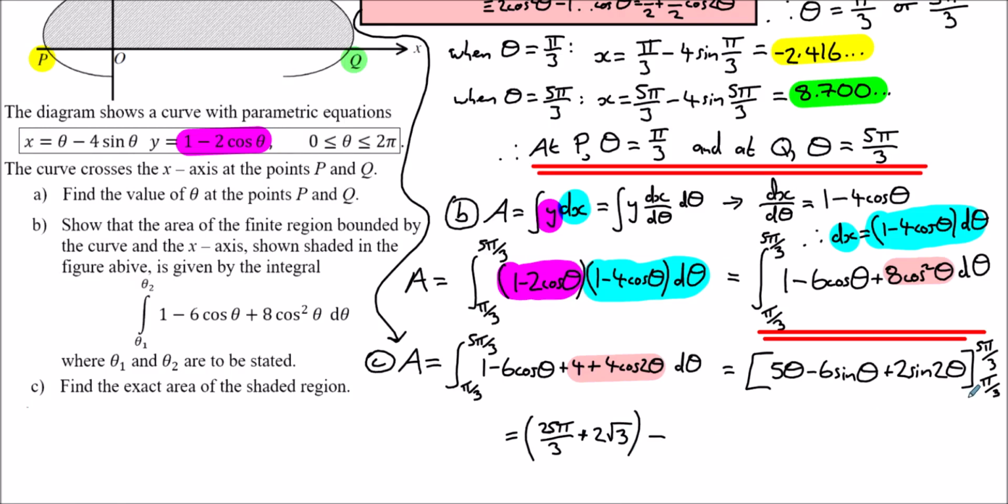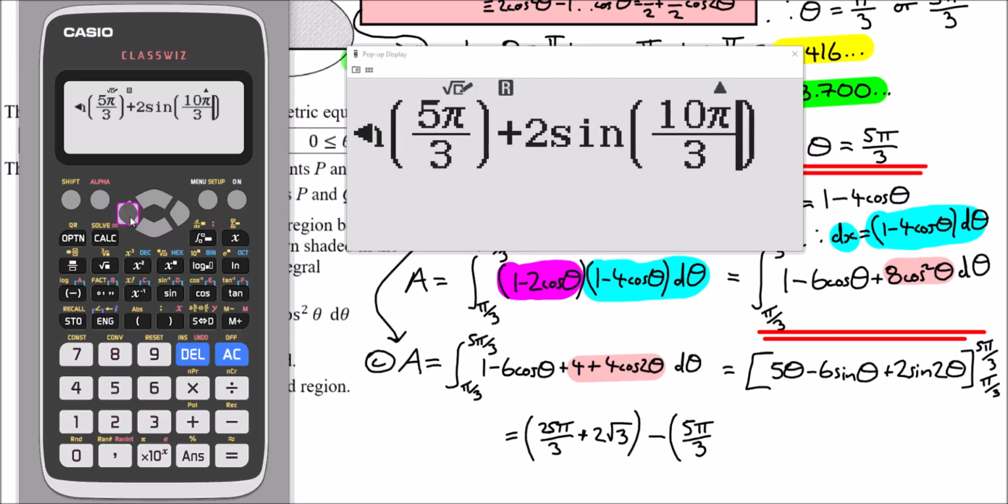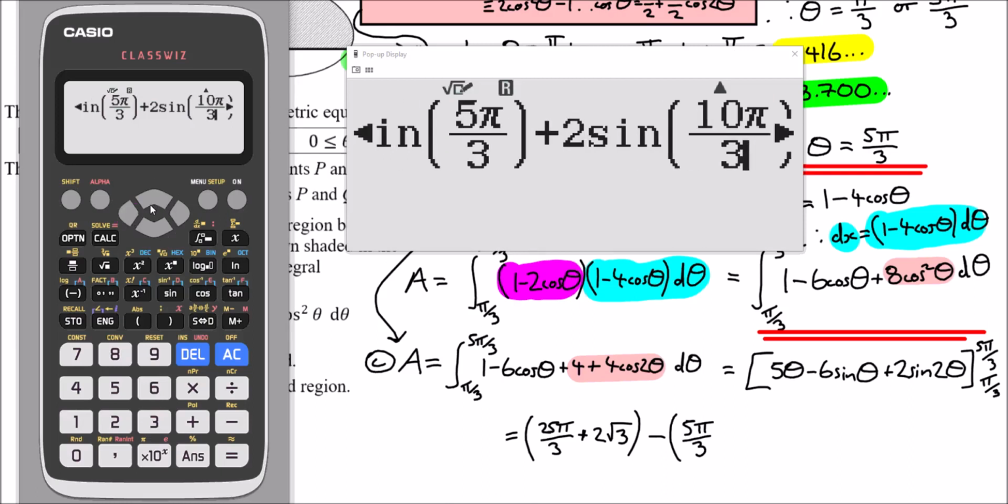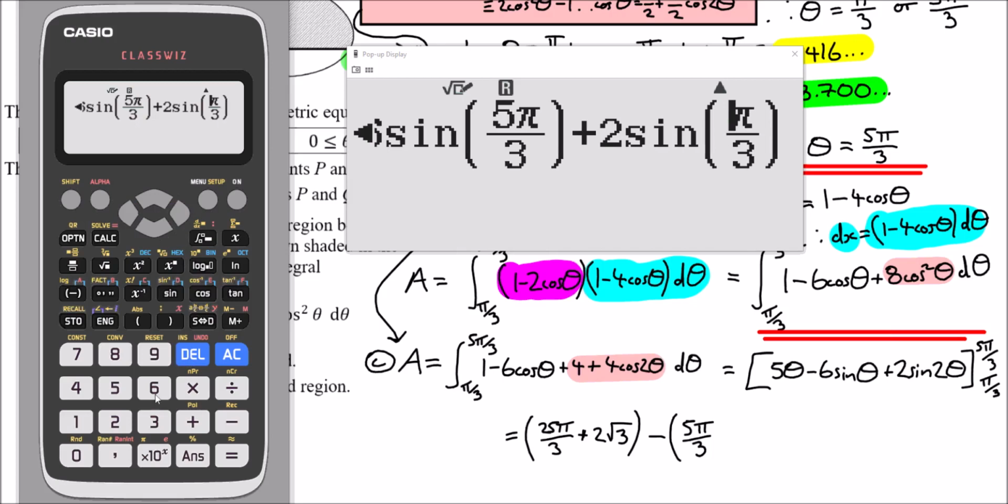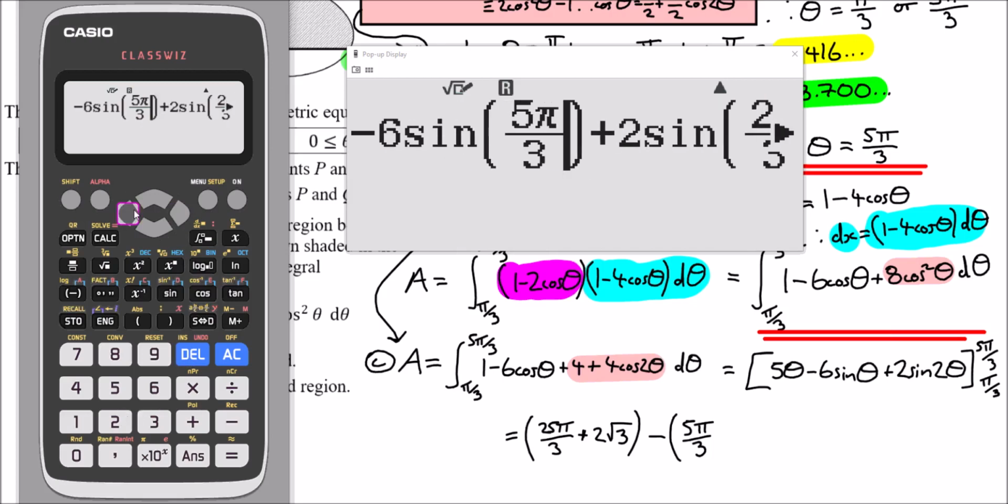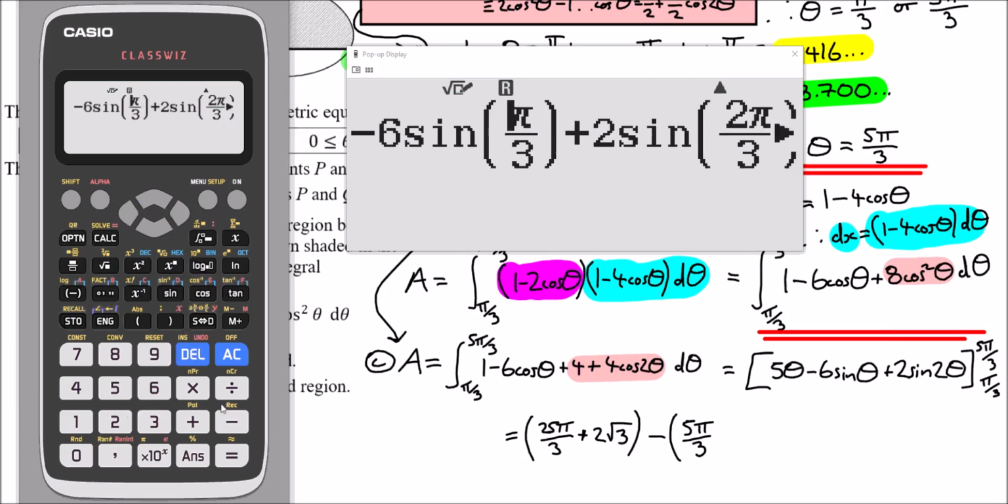Then the lower limit, when we use pi over 3, 5 times pi over 3 is just going to be 5 pi over 3. And then for this thing here, I can just use a calculator and edit. Instead of 5 pi's, change it to 1 pi. So 2 theta becomes 2 pi over 3, so I can change this on the top to a 2. And 5 pi over 3 becomes simply 1 pi over 3. And that gives minus 2 root 3.